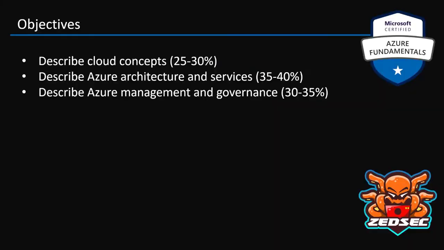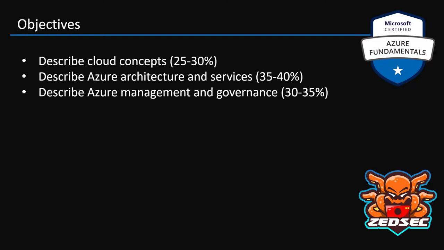So the objectives for this exam, the first one is describe cloud concepts. That's going to be 25 to 30% of your exam. Describe Azure architecture and services. That's going to be 35 to 40% of your exam. Describe Azure management and governance. That's going to be 30 to 35% of your exam.